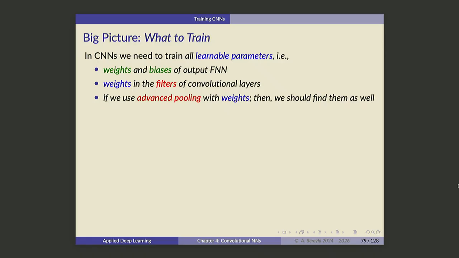The next one that you need to go backward over is the convolutional one, right? And you also need to know how to deal with the pooling, even though you don't have weights there, and we're going to talk about that.